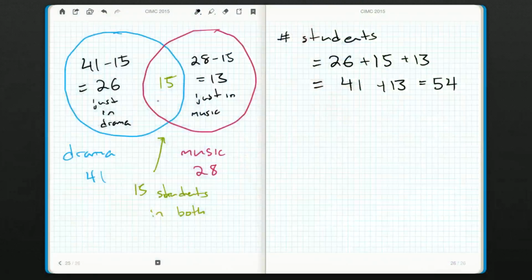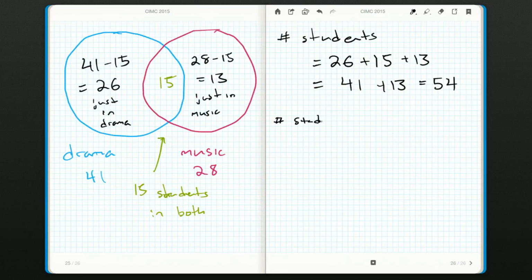So, for example, we could write: the number of students is the number just in drama, plus the number just in music, plus the number in both. Or we could introduce variables and things like that.